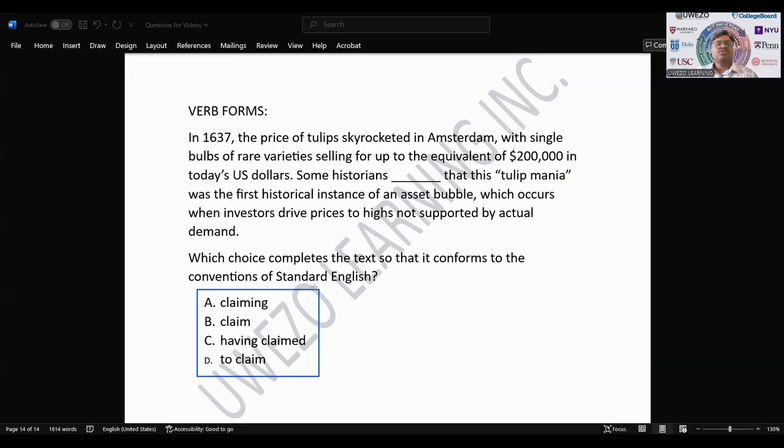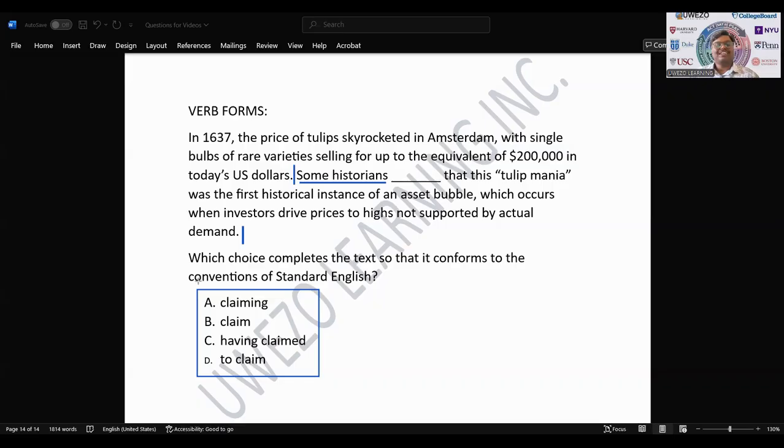Now, if you focus on the specific sentence here, starting with some historians till demand, some historians is the subject, but the verb for some historians is not there. It means we need to find a verb for some historians. In the answer choices, all verbs are given, but for the subject we need a specific verb. In grammatical language, it is called a finite verb. Now let's look at the answer choices.